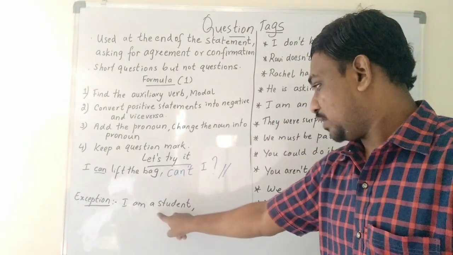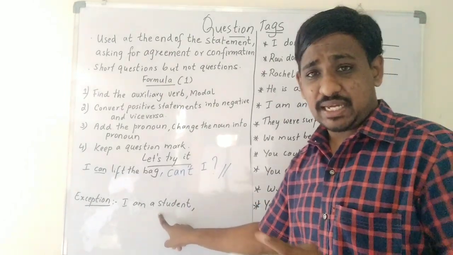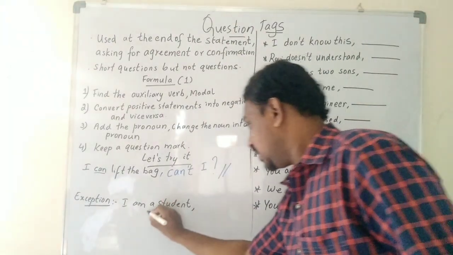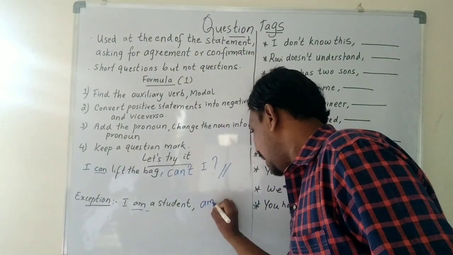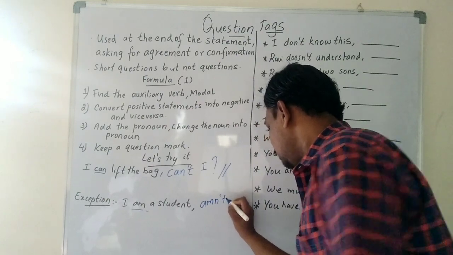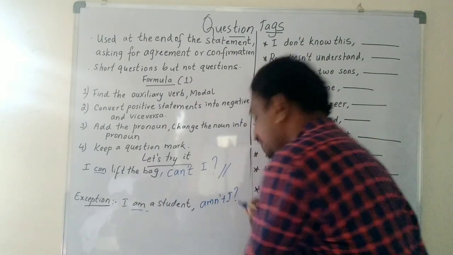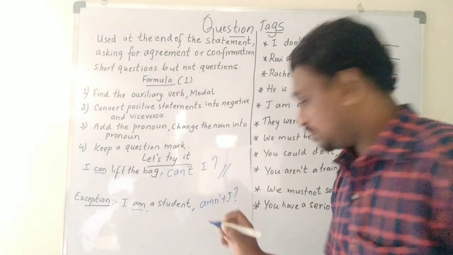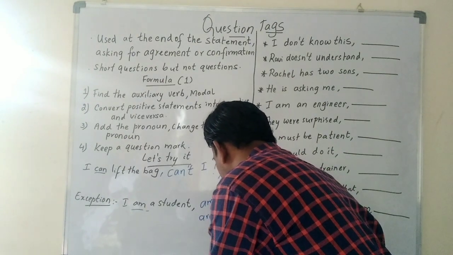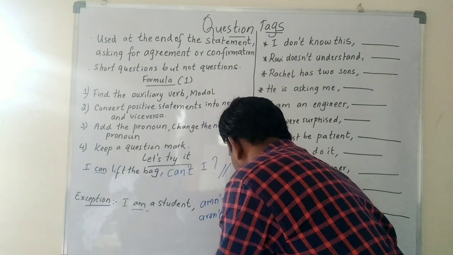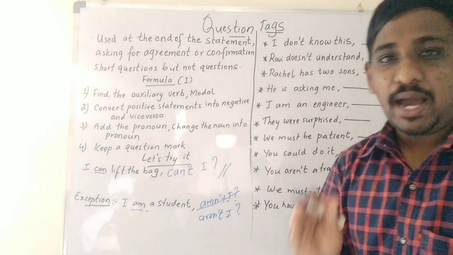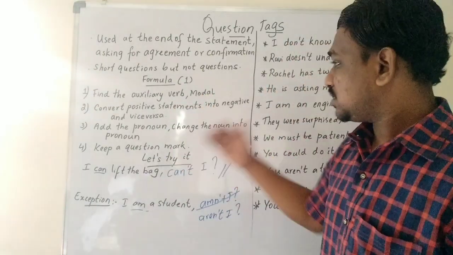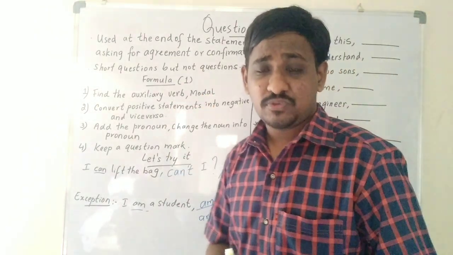And I would like to bring to your notice only one exception. I am a student. Exception is there in this statement. Actually, if you follow the formula, am I not will come. So there is no am I not in the question tags. Whenever am I not comes, write aren't I. That's it. So this is the way of finding question tags for the statements.